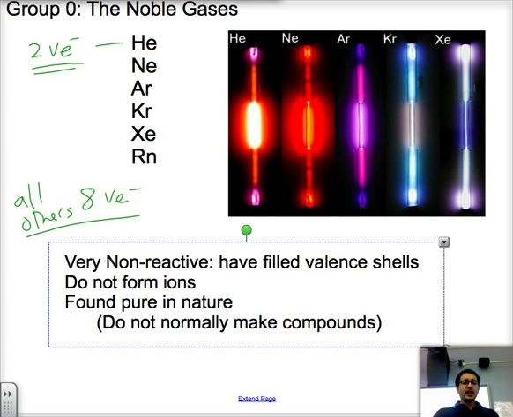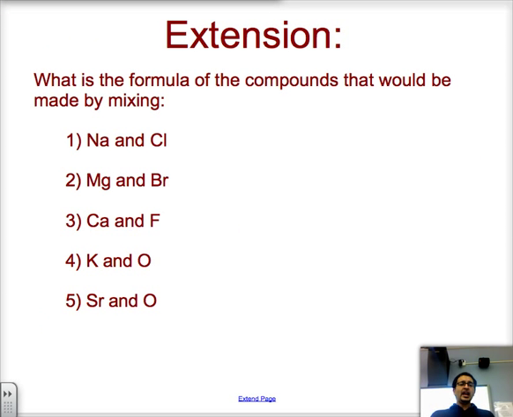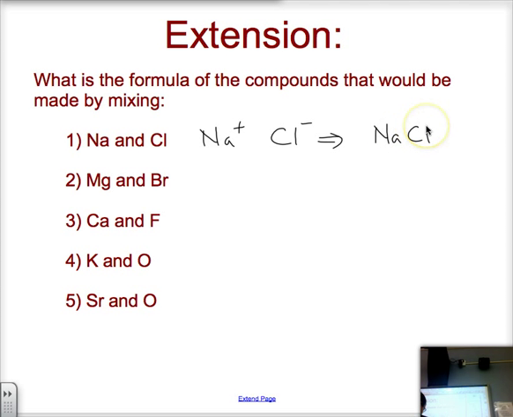All right? Now, based on what we've said, I would like you to try a couple of little questions. I'll do the first one for you. If we know that sodium makes the plus ion and the chlorine makes the negative 1 ion, well, together you want to make a compound, and compounds are always going to be neutral. So how many sodiums and chlorines would you need to make a neutral compound? Well, you would need 1 of each.